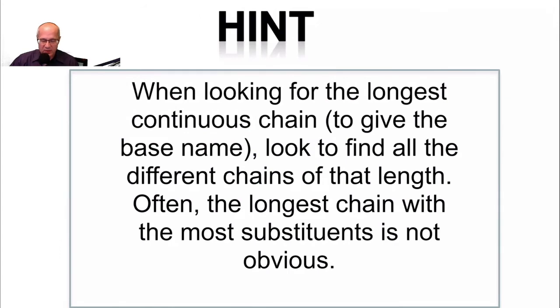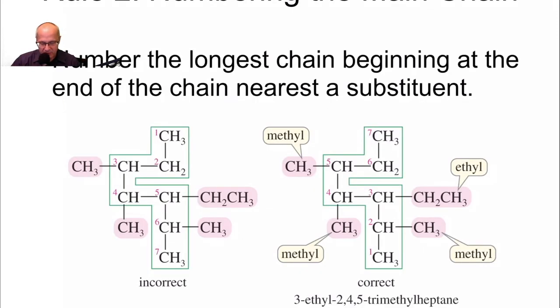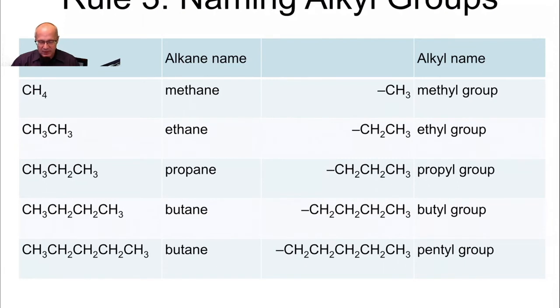When you're looking for the longest chain to give the base name, look to find all the different chains of that length. Often the longest chains will have the most substituents. Often the longest chain with the most substituents is not obvious. All right, moving on. So here are the base names for the substituents. And this one is not butane, it's pentane.